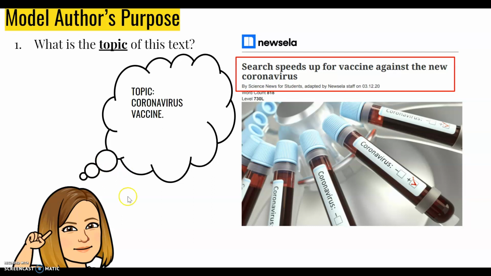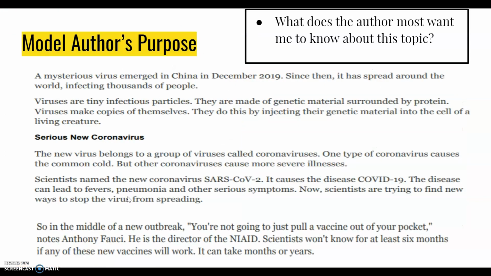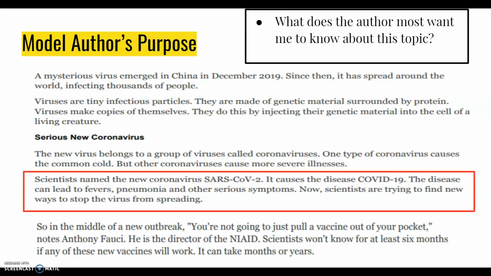Let's go ahead and move on to step 2. So I'm going to go ahead and read the first paragraph and the last paragraph in this reading. And I'm going to be thinking, what does the author most want me to know about this topic? Well, as I'm reading, I'm going to hone in on the first paragraph and the last paragraph. And I'm going to go ahead and read it.